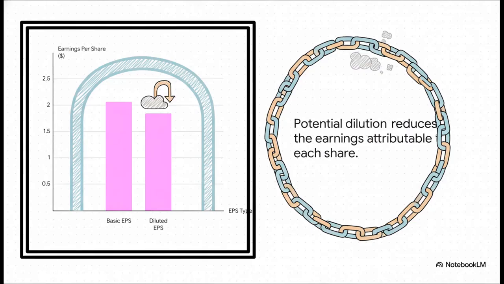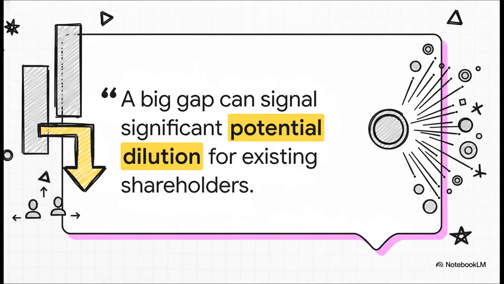So you'll see diluted EPS is lower, but that's not a bad thing. It's just a more complete picture. Really, what you're looking for is the gap between them. A big gap can be a red flag for dilution.